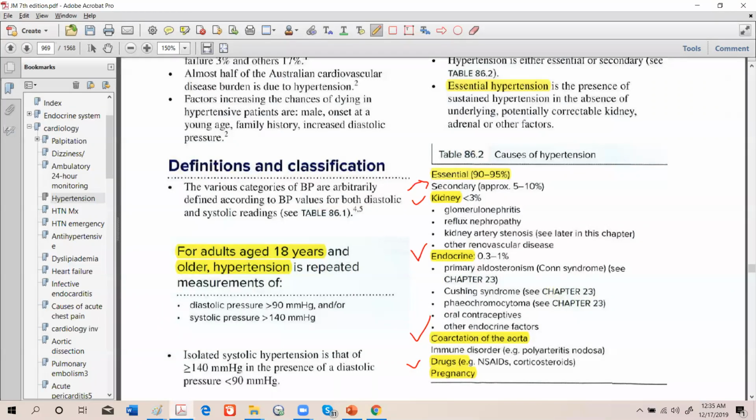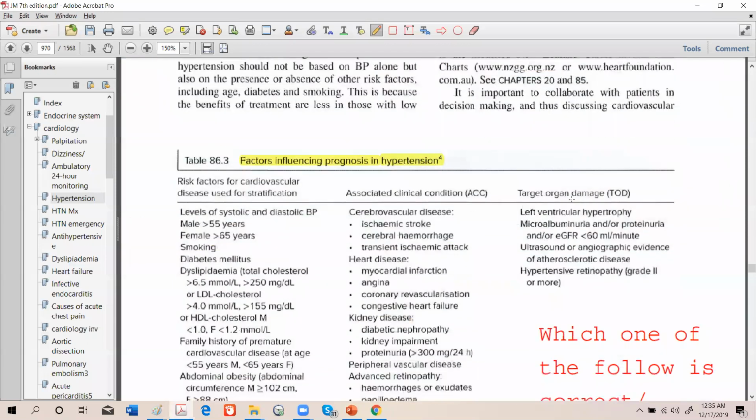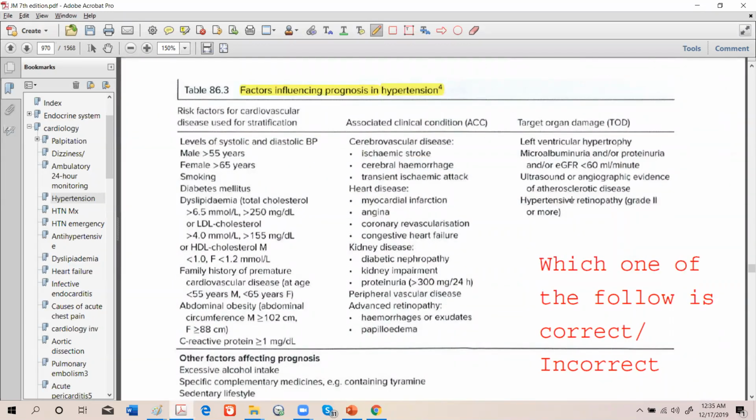Then according to the lab, according to the scenario, you will tell that this is the cause of the hypertension. This is, I would say, a nice to know topic, just to learn causes. All right. Now, the next page is 970. If you can see, a big chart is given.